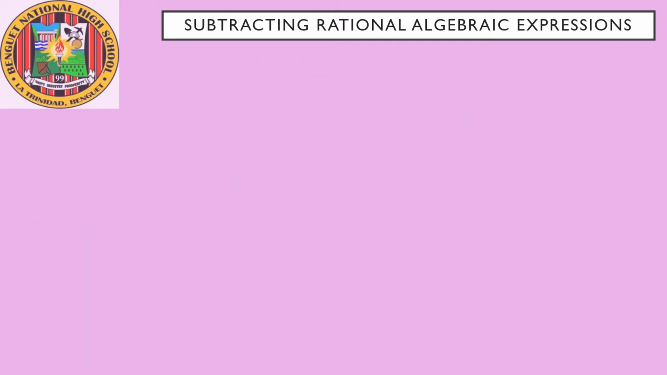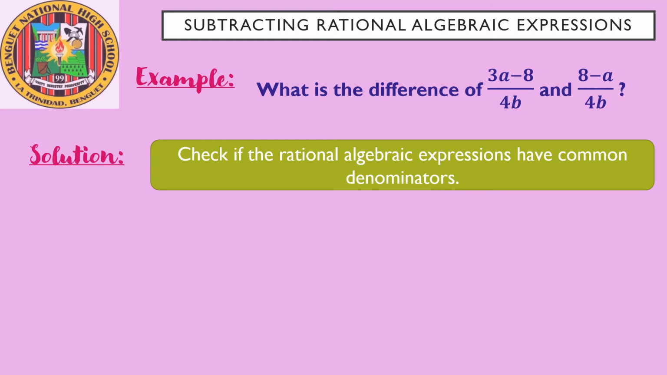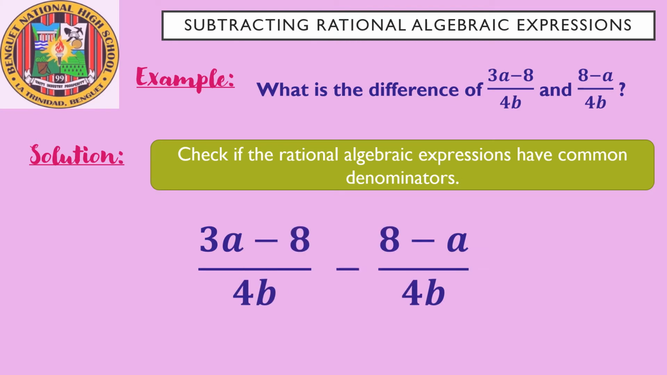Let's take a closer look at an example. Let us solve for the difference between 3a minus 8 over 4b and 8 minus a over 4b. First, we check if the rational algebraic expressions have the same denominators. By inspecting the given, we see that these RAEs have the same denominator, which is 4b. Since they are similar, then we can move to the next step.